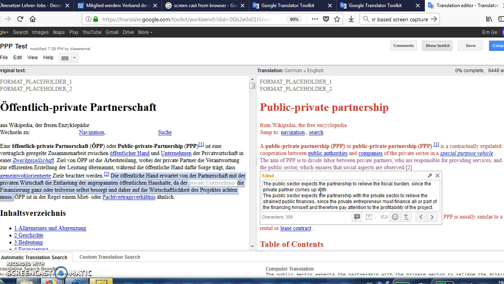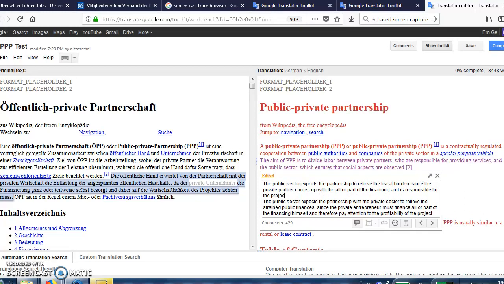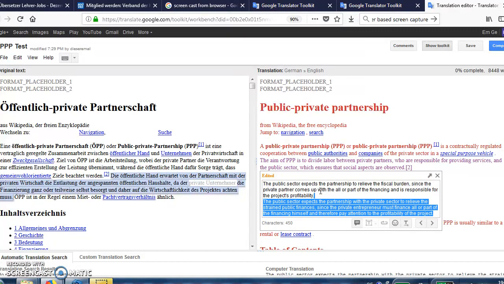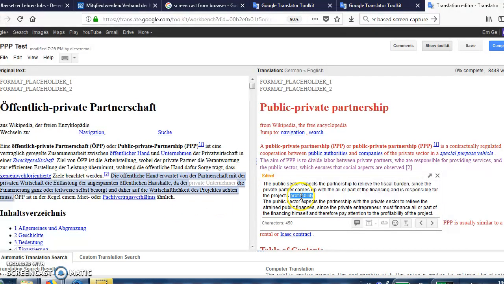partner comes up with the financing, with all or part of the financing, and is responsible for the project's profitability. So profitability, here we're using it as it's just not supposed to make a loss. It doesn't mean it has to be hugely profitable.